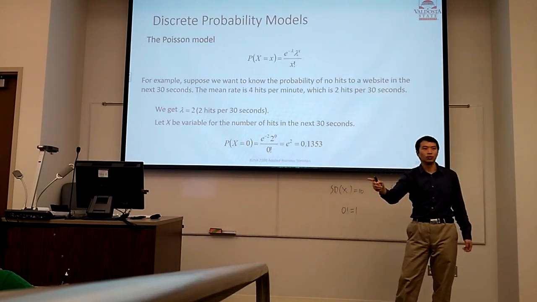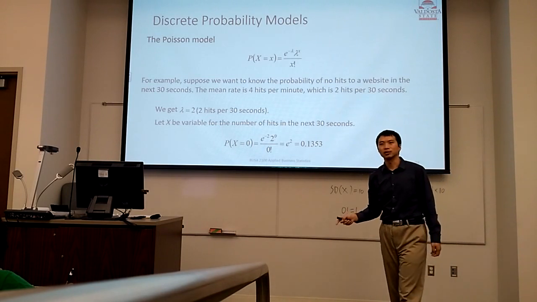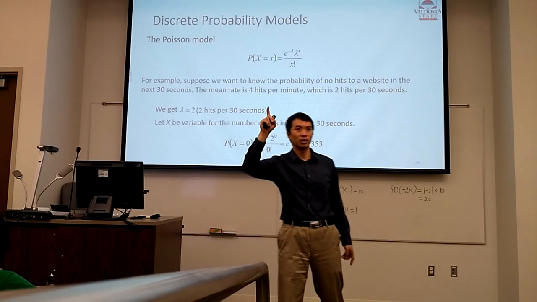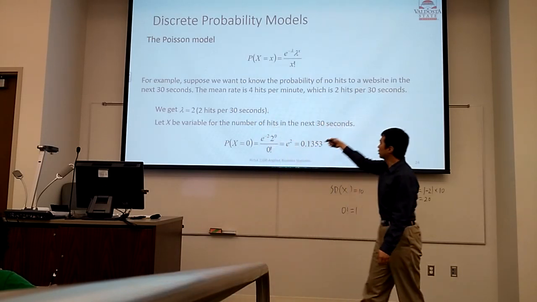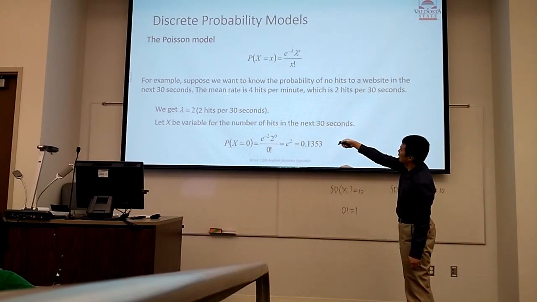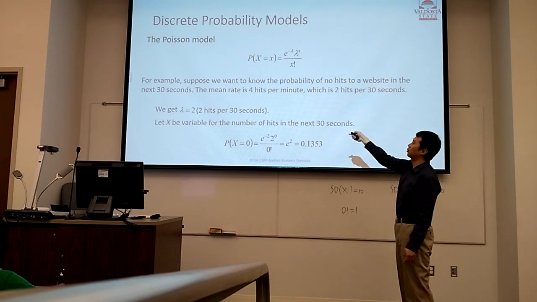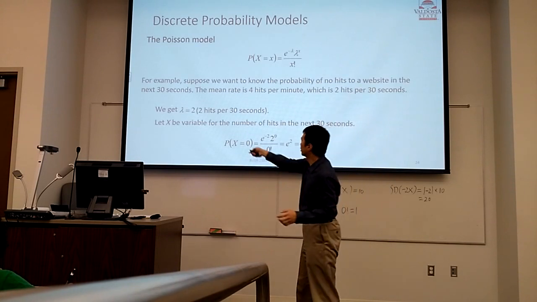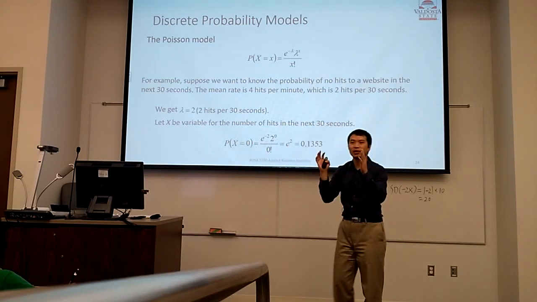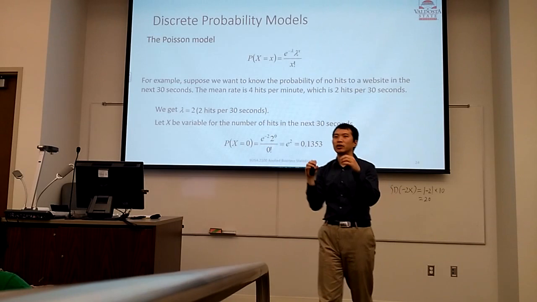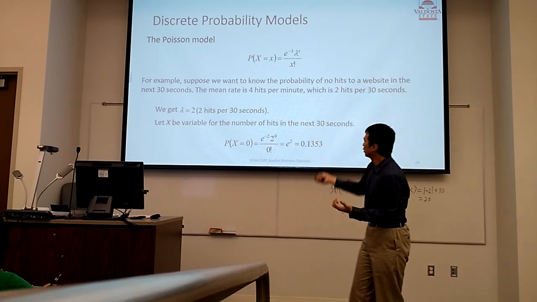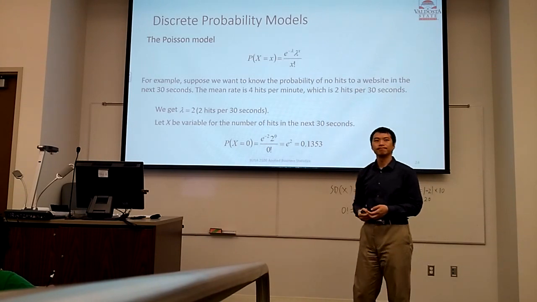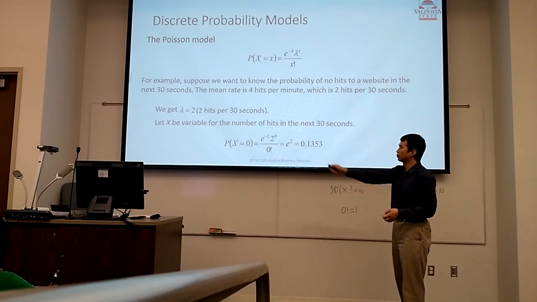The first thing we need to do is to define our parameter. In order to use the Poisson model, we only have one parameter to define, right? The lambda. Based on the description, we have 4 hits per minute, but the duration we are interested in is 30 seconds, right? That's the duration we are interested in. Then lambda is equal to 2 hits per 30 seconds. So lambda is equal to 2.